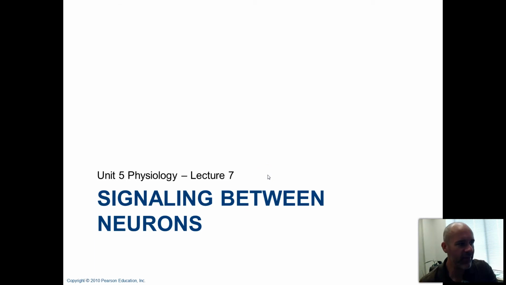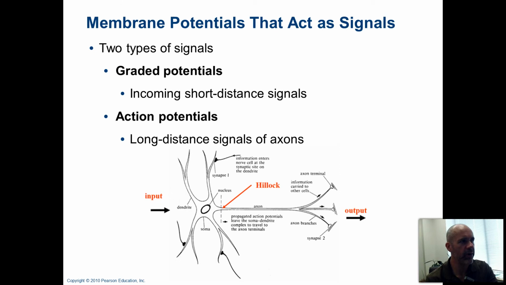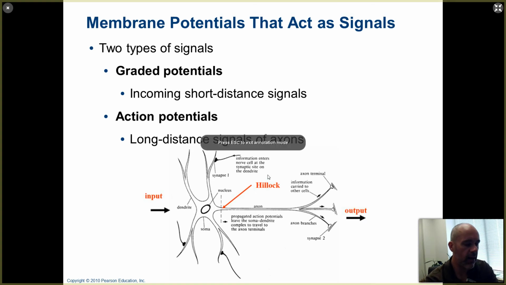All right, lecture number 7 for Unit 5, signaling between neurons. We're going to talk in a little bit more detail about what we mean by this signaling that's taking place when neurons network with each other. So some of this we've heard before. It gets into membrane potentials, the difference in electrical charge between the inside and the outside of a neuron cell membrane.